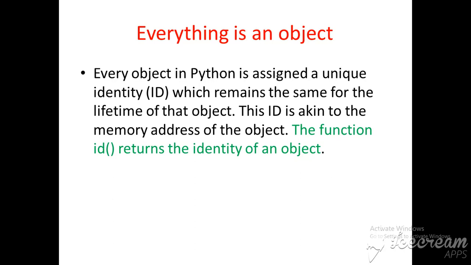For example, consider a variable a is equal to 2. Then a is uniquely identified with an identity. That ID remains the same for the lifetime of that object. In order to see that identity, we use one function: the id function returns the identity of that object.